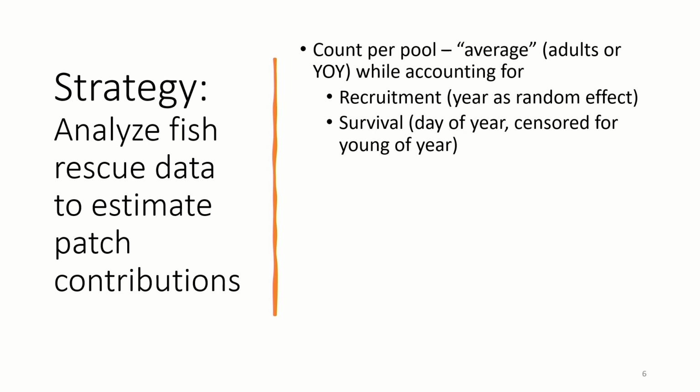For young of year, I censored the data, so early in the year they're so small they actually go through the net, and we don't catch them. And after about July 1st, we pretty reliably catch them in the net. So I just cut off all the data for young of year that occurred prior to July 1st.